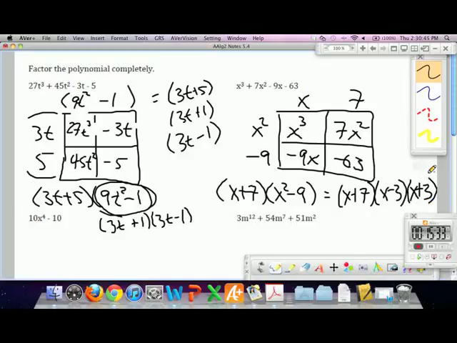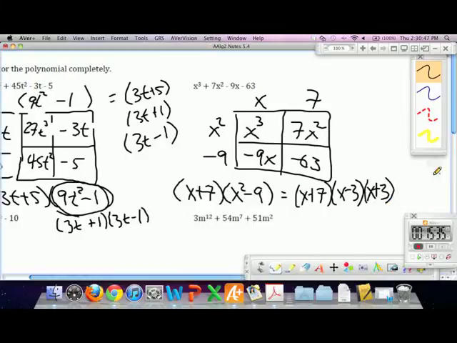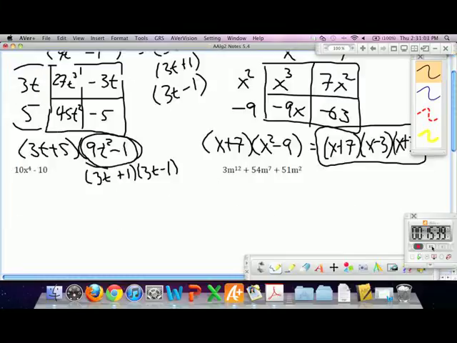How do we do this one? 10x to the fourth power minus 10. First of all, is there anything in common? 10. So let's start by factoring that out. Oh no, there's only two terms. What could we try? What are some patterns that might help us?